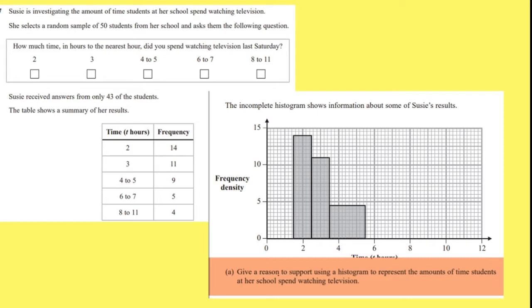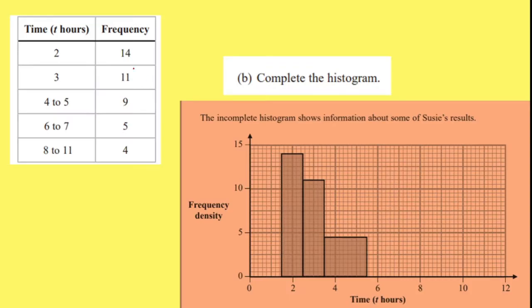Right, so first one in red. Give a reason to support using a histogram to represent the amount of time students at her school spend watching TV. Now I'd say time is a continuous variable and histograms are good for continuous variables. And that's it. Right, for B, complete the histogram.